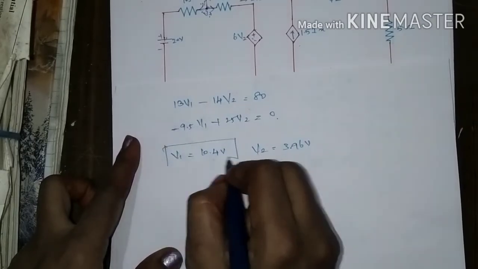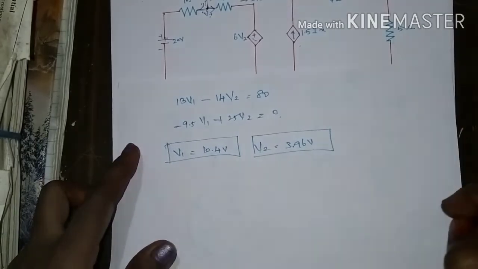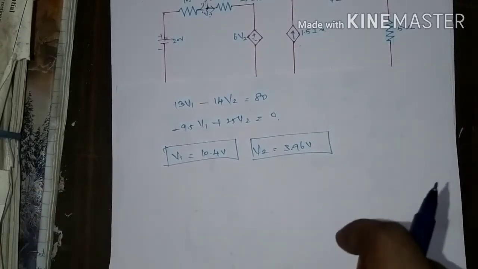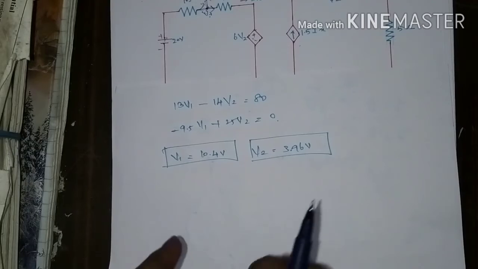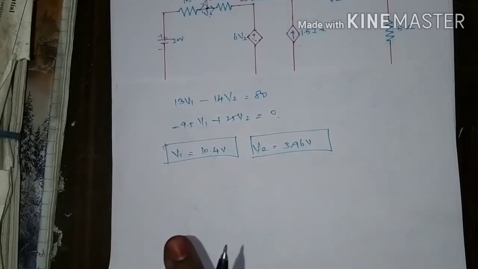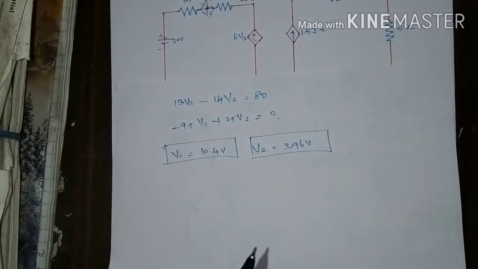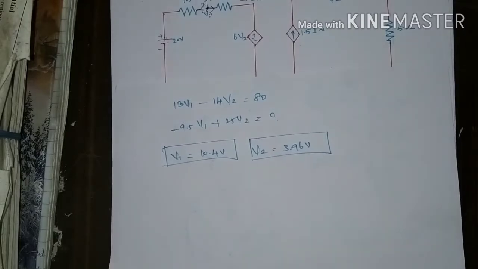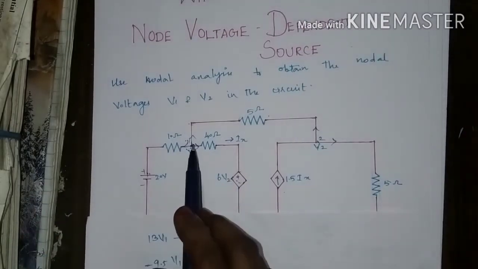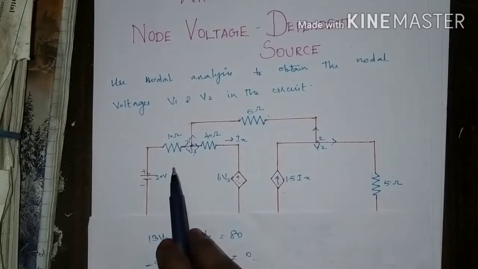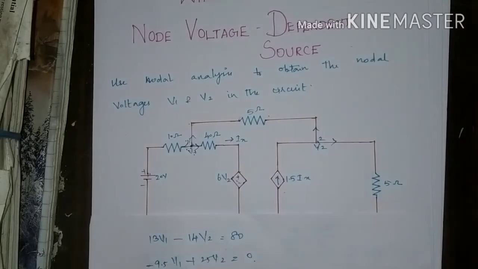I have done this calculation and I have got this answer. Please check it. If you get a different answer, please leave it in the comment section and we can discuss it. You can solve this equation either by using Cramer's rule or by algebraic calculation. Check whether you are getting this answer or not. These are the two nodal voltages to be found in this problem. In the problem, they have asked for the voltage at each node, V1 and V2.